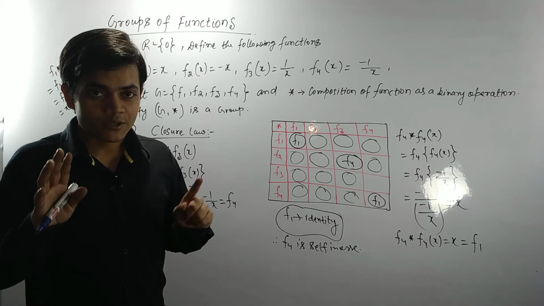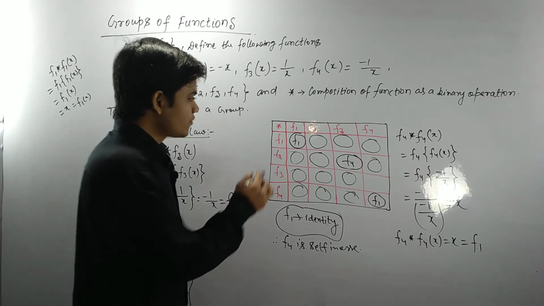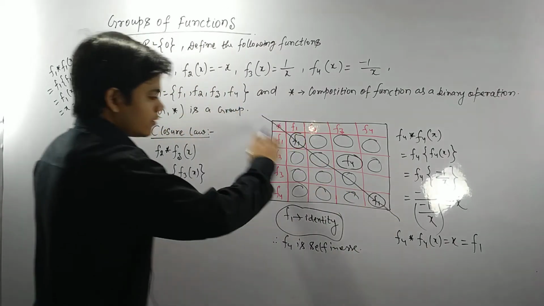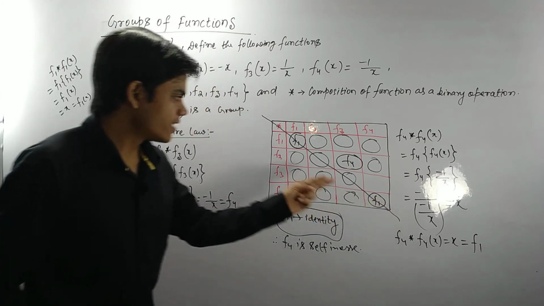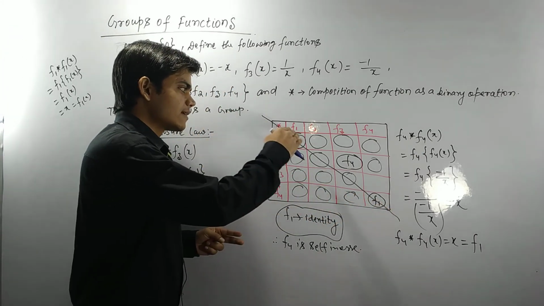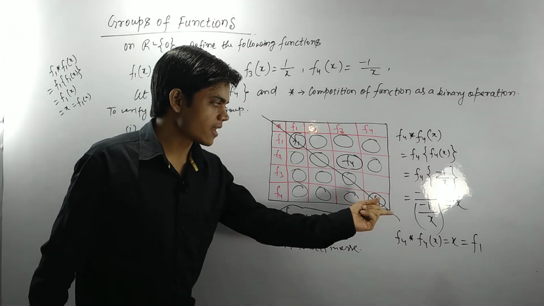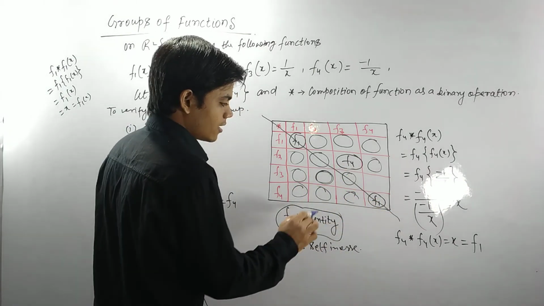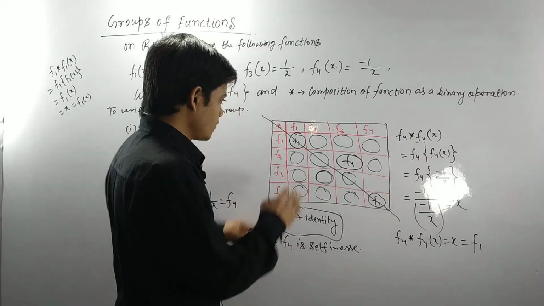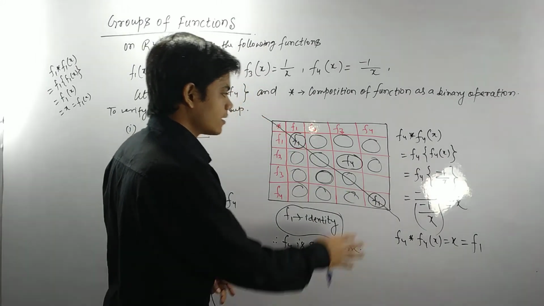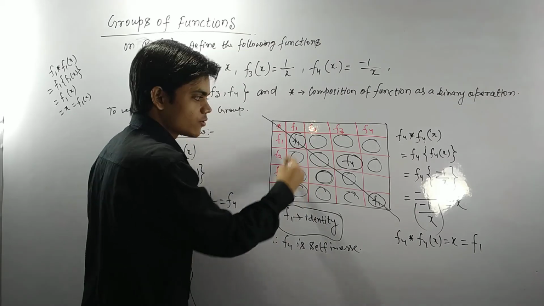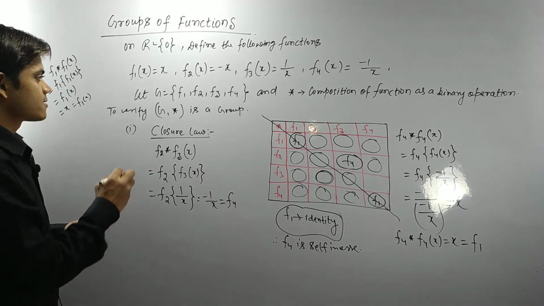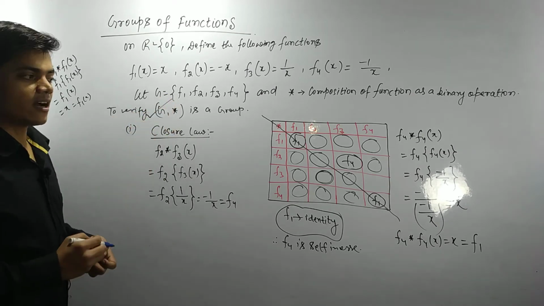Alright, so it is very interesting. And if you draw this line, then you will see this table is symmetric about this line. Means whatever is here, you will get this thing here. Okay, so if you put a mirror here, then the image of this is this and the image of this is this. Therefore, this is an abelian group. So yes, this is going to be an abelian group.